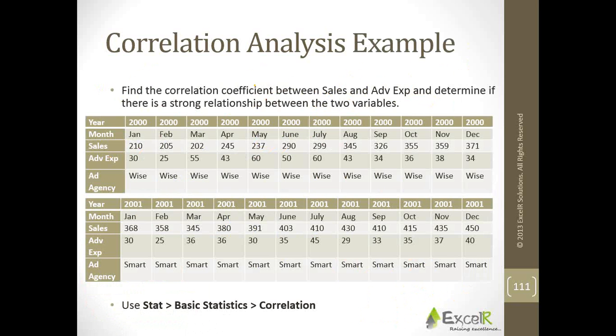So find the correlation coefficient between sales and advertisement expenses and determine if there is a strong relationship between the two variables. That is the example that we are doing now. So let me open that file. There is something called a scatter plot that we have to look at.